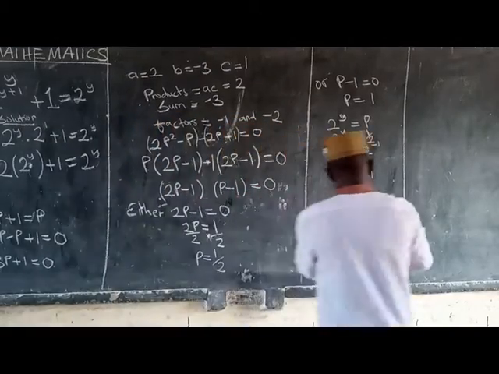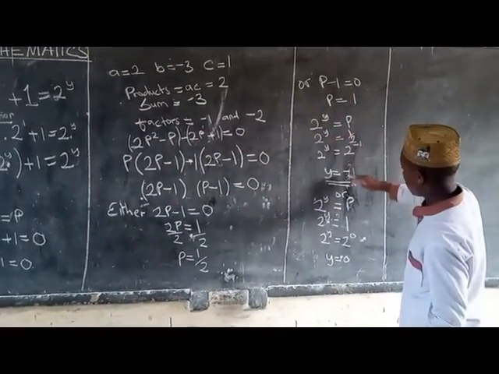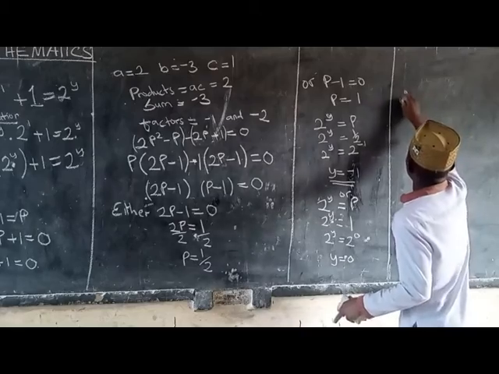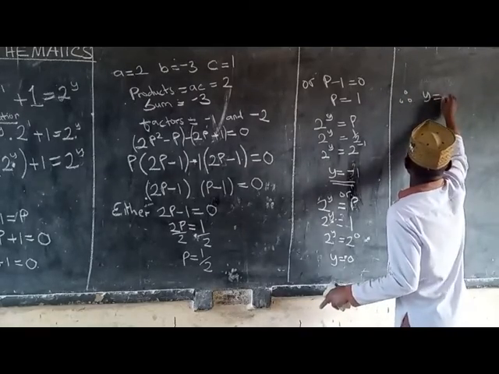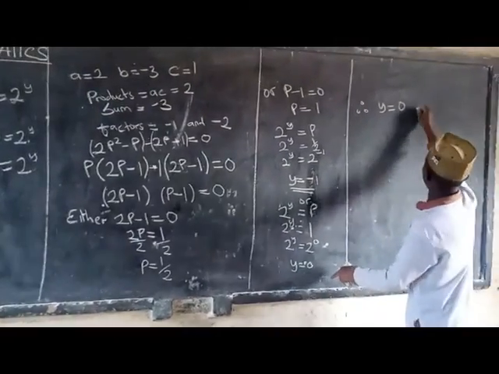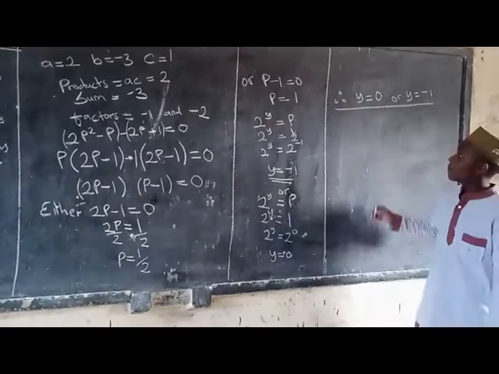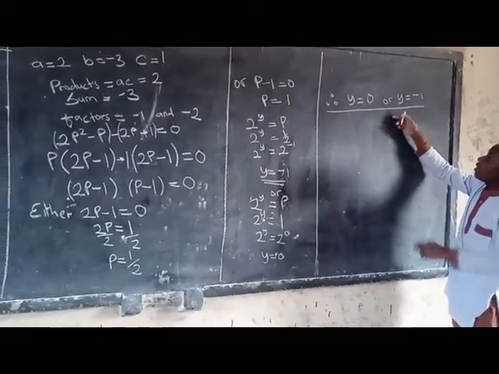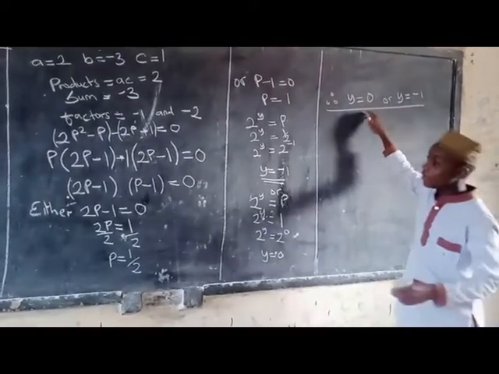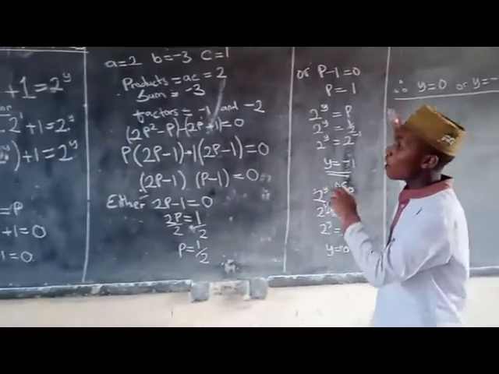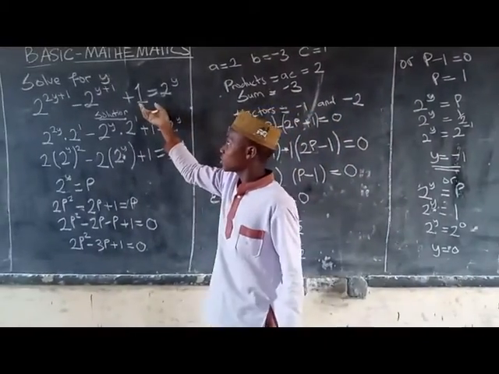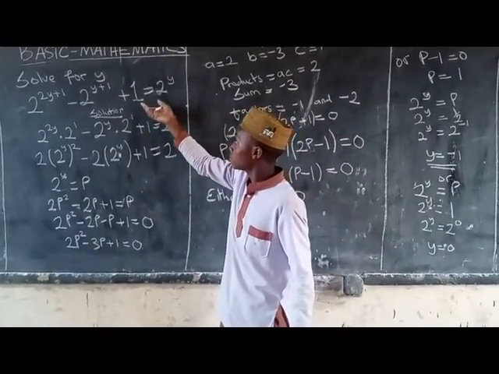We have got our values, which are y is equal to 0, or y is equal to negative 1. Now here is my answer. You can verify these answers by substituting them one after another in our original equation to see if the equation is balanced.